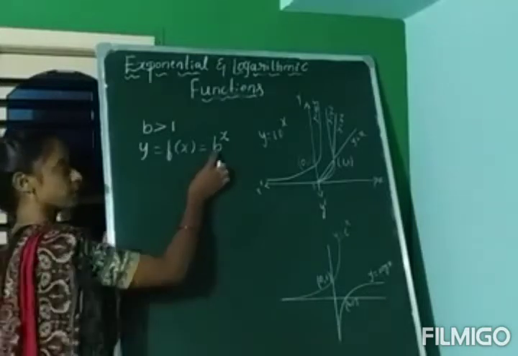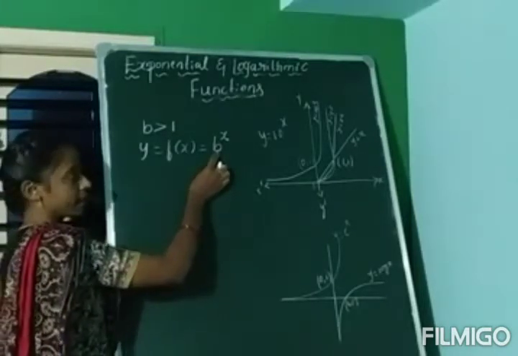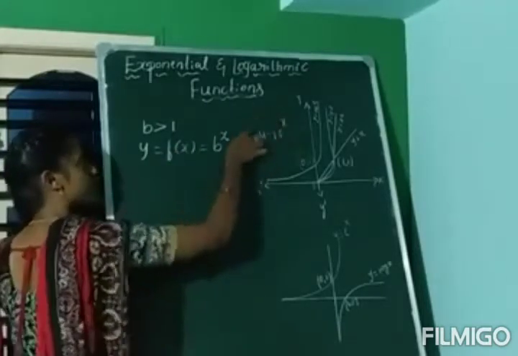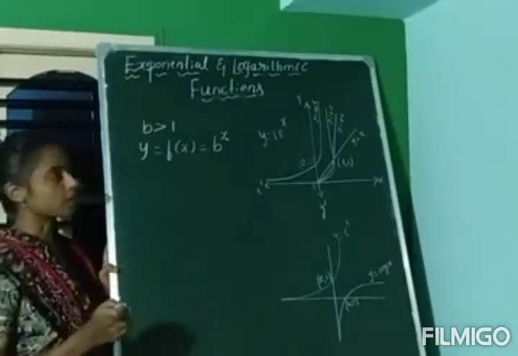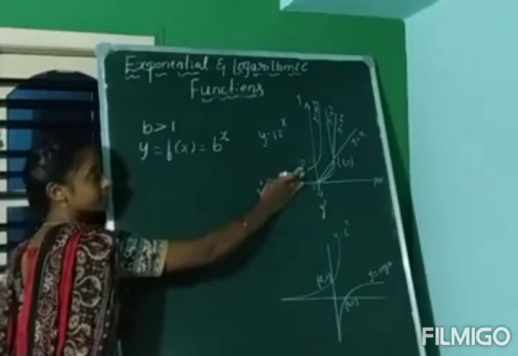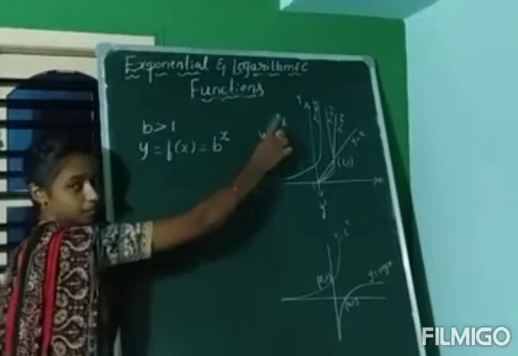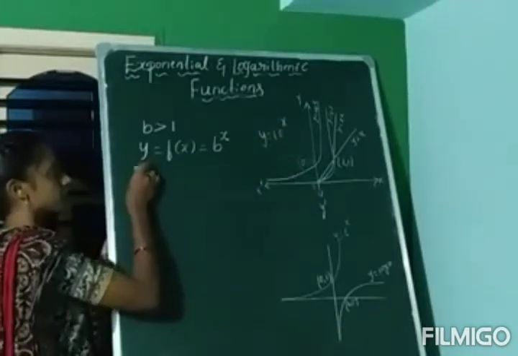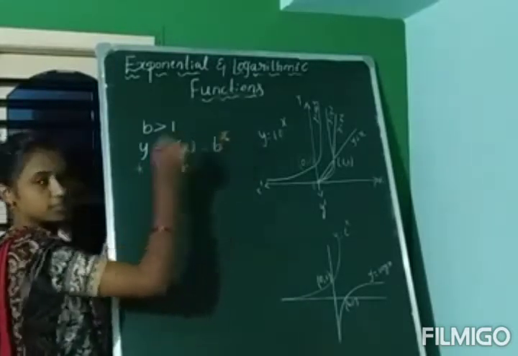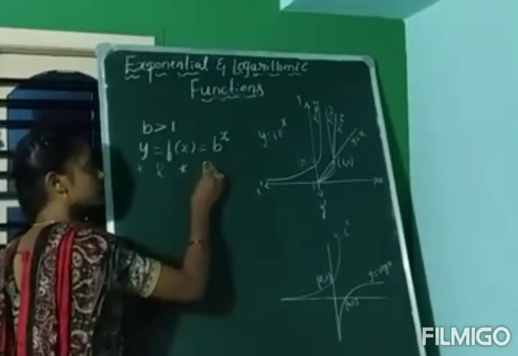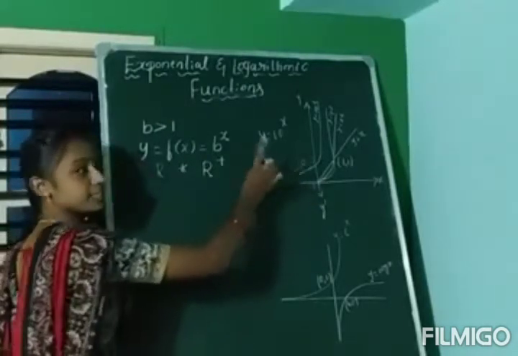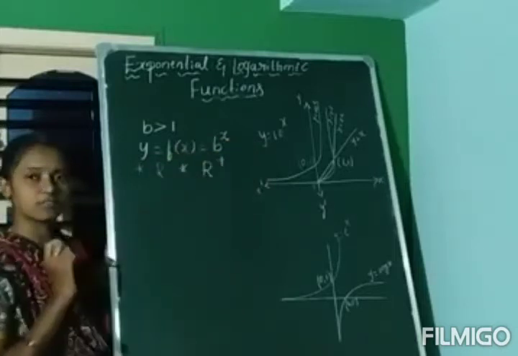Now I'll take this base as a positive number, say 10, that is 10^x. The graph of 10^x will explain some features of this exponential function with base 10. The domain of this function is the set of all real numbers. Then the range of this exponential function is the set of all positive real numbers, and the point (0, 1) is always on the graph of the exponential function.